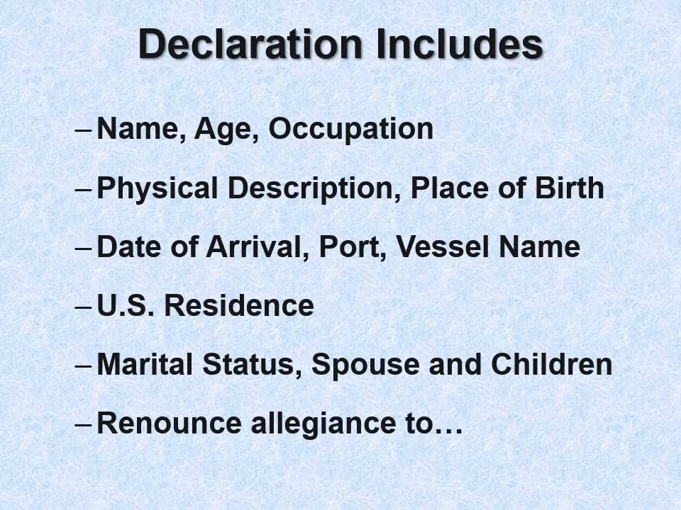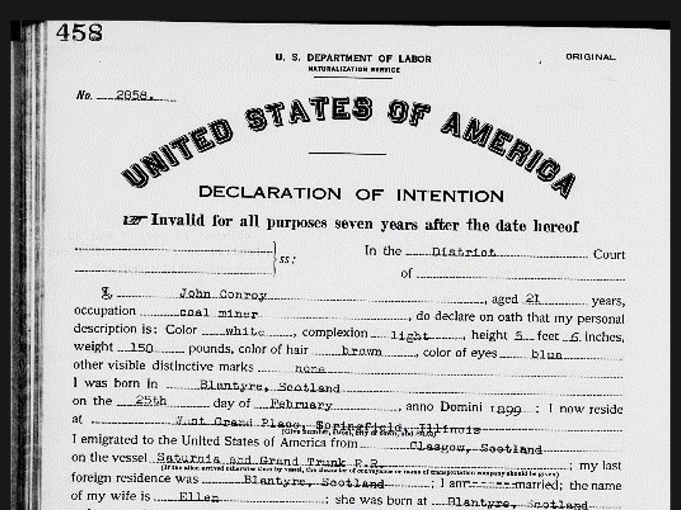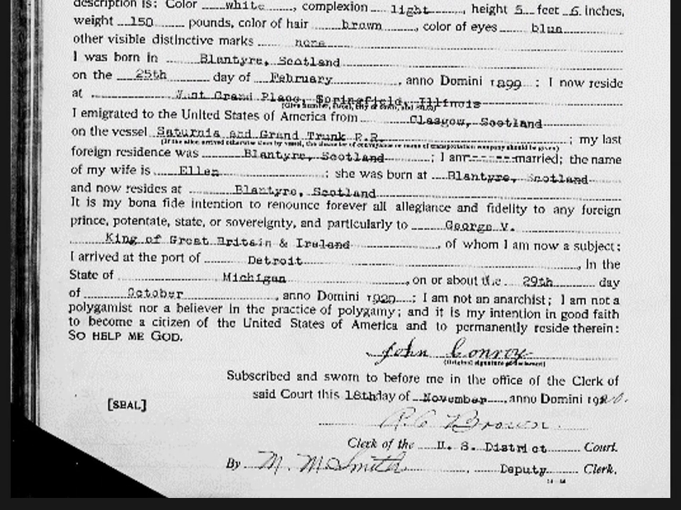And the declaration should include name, age, occupation. You can see that there. Description, birthplace, how they arrived in the United States, marital status, spouse and children, etc. And they renounced their allegiance to whoever they were loyal to in their old country. And here is a look at a random declaration of intention in my files. A lot of information. Now sometimes in the more recent ones there might be a picture of the person on the lower left.